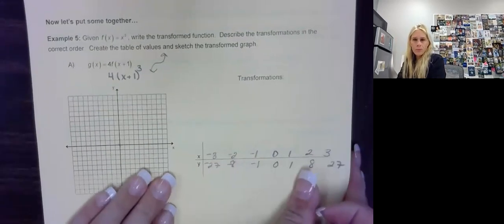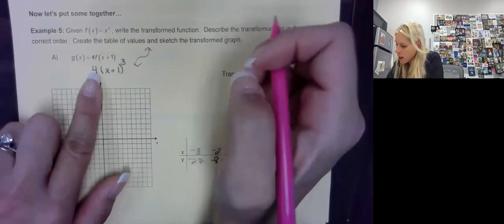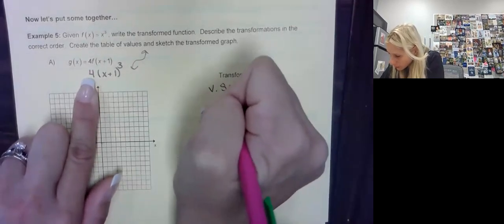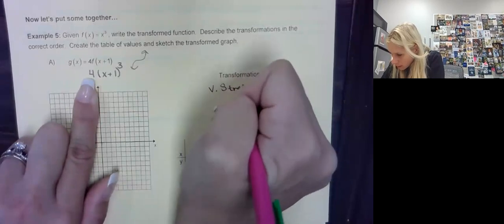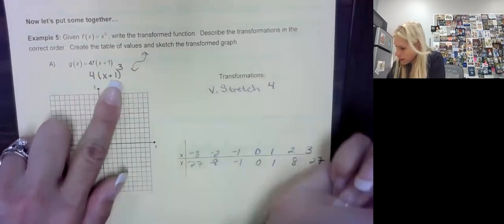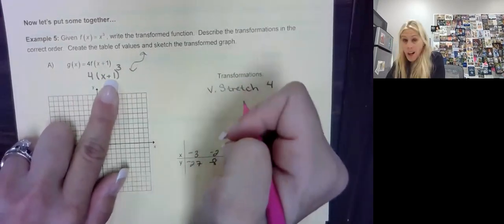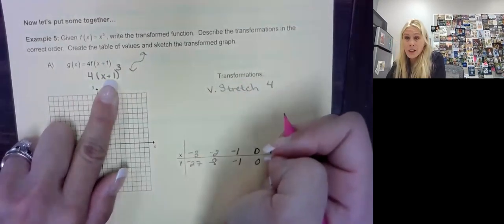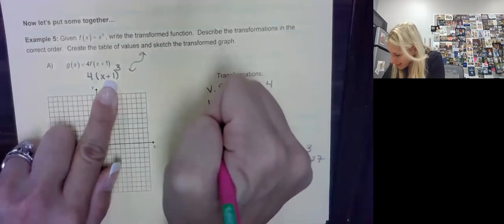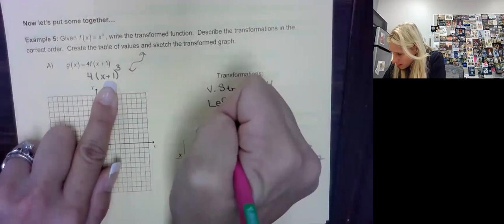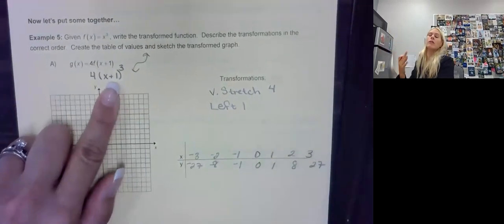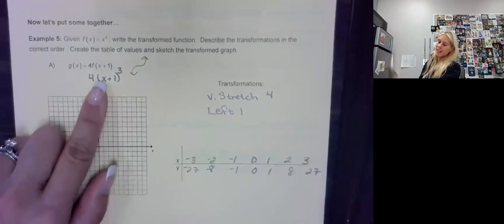So what is happening here? Well, let's see. We do a vertical stretch by 4, and it's on the outside. That's our C value, right? Now, adding 1 would be going to the left 1. Now, because we have 2, we have to talk about order and remember inside or outside.